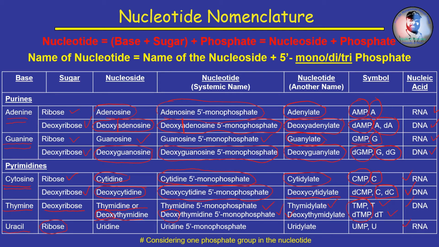If the base is uracil and the sugar is ribose, then the name of the RNA's nucleoside is uridine, and the name of the nucleotide is uridine 5' monophosphate. The symbol of the nucleotide is UMP. This nucleotide has another one-letter symbol, that is U, which is used to write the sequence of an RNA chain. Uracil-containing RNA's nucleotide has another name, which is uridylate.